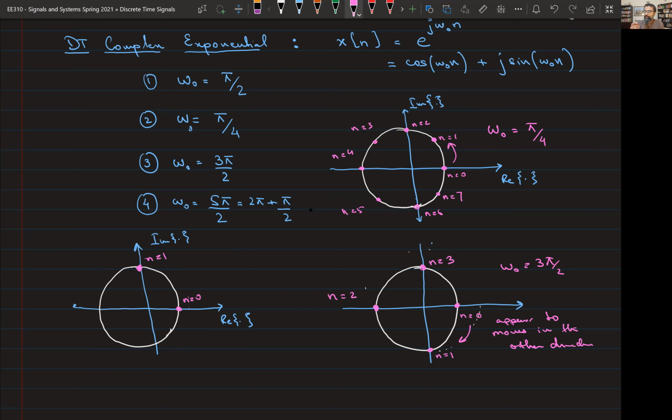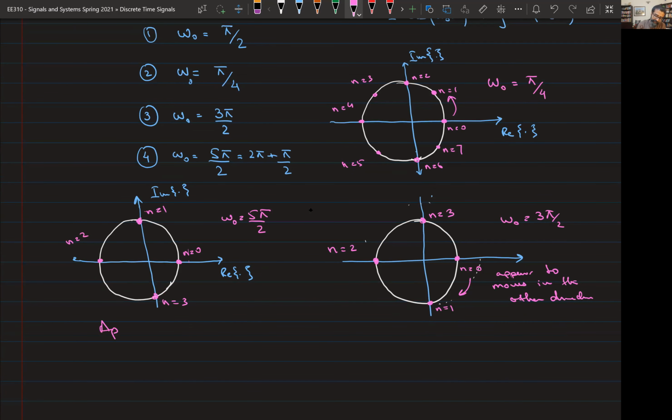And then from n equals 1, you need to traverse another 360 plus 90 degrees. So you traverse another 360 degrees, you're back where you started, and then another 90 degrees. So that's where you have n equals 2. And then here's n equals 3, right? So this is omega naught equals 5π/2. And this appears to be, actually is, the same signal as omega naught equals π/2, right?